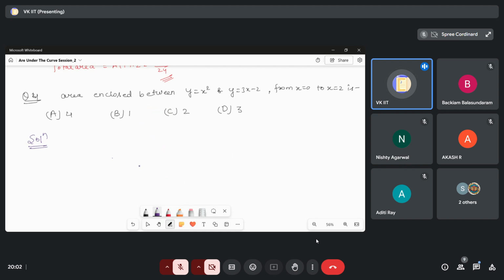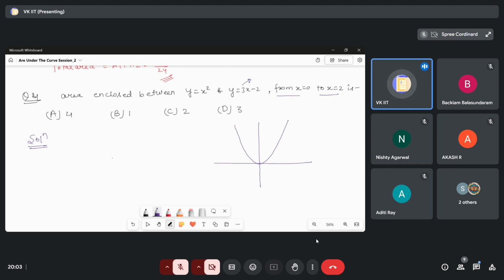So it's a similar question, right? But an easy one. They are already giving you x is equal to 0 to x is equal to 2. You have to find out the area. And two curves are given, y is equal to x square and the line. So if I directly draw this diagram, because we know the diagram, y is equal to x square is nothing but a vertical parabola passing through the origin.